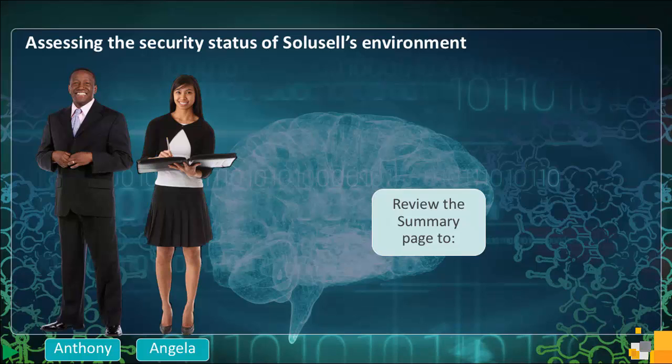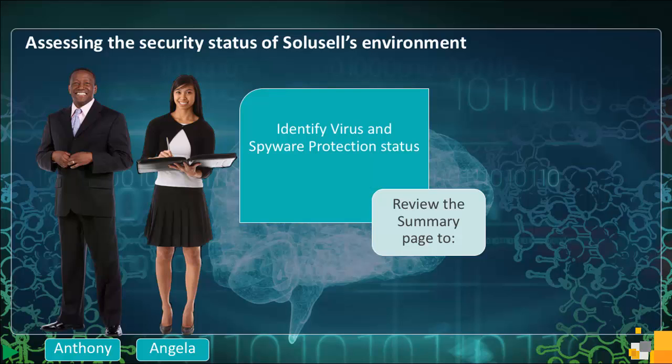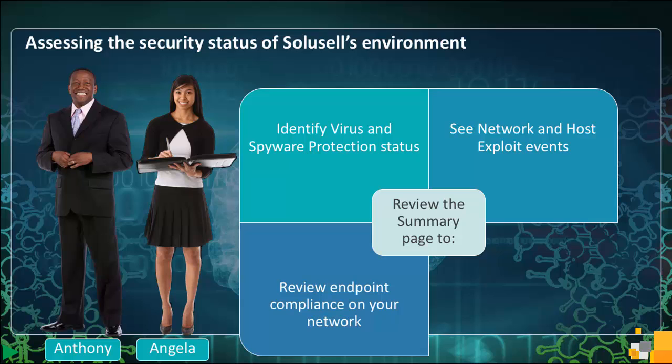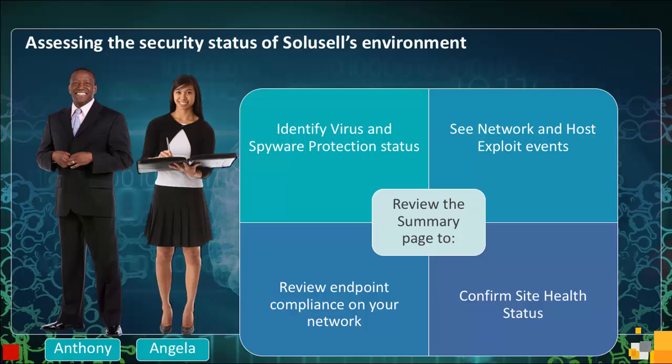Following Symantec's recommendations, Solucell uses the Summary tab below the Monitors view to display a high-level view of critical log data in the environment. Anthony and Angela review the Summary page to identify virus and spyware protection status of endpoints in the environment. They can also see network and host exploit events for the types of security events that have occurred and top sources of attacks. Anthony and Angela also see whether client computers are within compliance on the Solucell network or confirm the site health status. In this next section, you learn about the different types of information Solucell uses to detect a new incident within the environment.